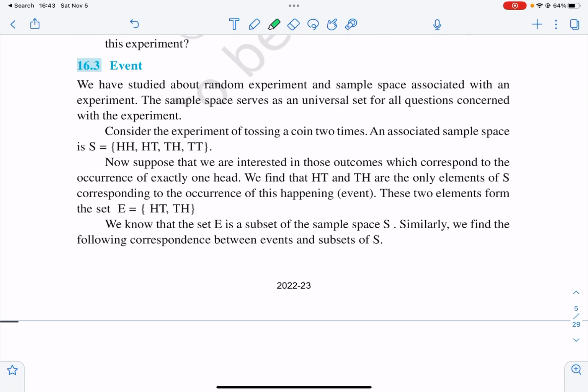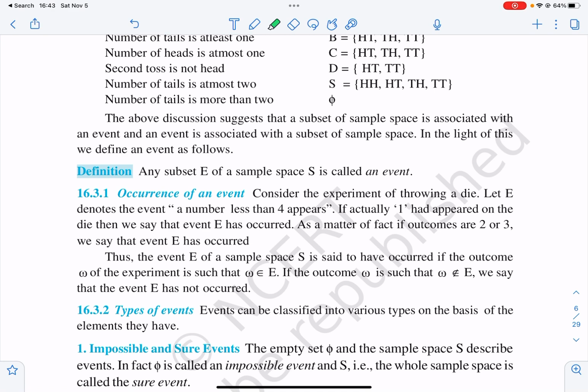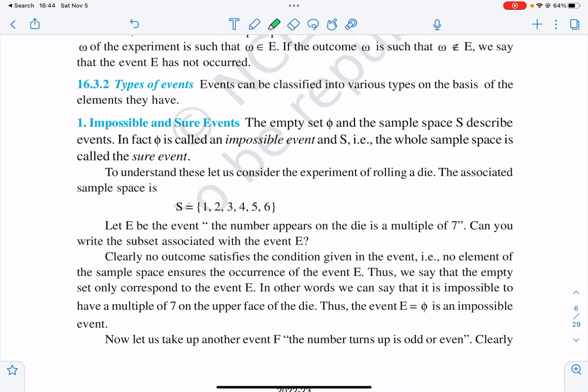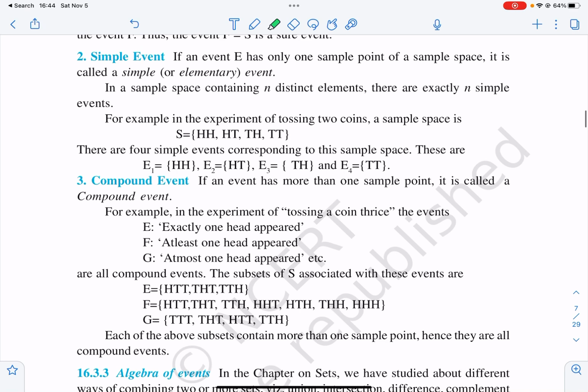Then we look at the meaning of the term event. What do you mean by event and how do you represent the event for a sample space? Then there are some examples. You can see there is a definition. Then we look at the occurrence of an event. How do you say that an event has occurred? How many types of events are there? We will look at an impossible event. Then what do you mean by a sure event?